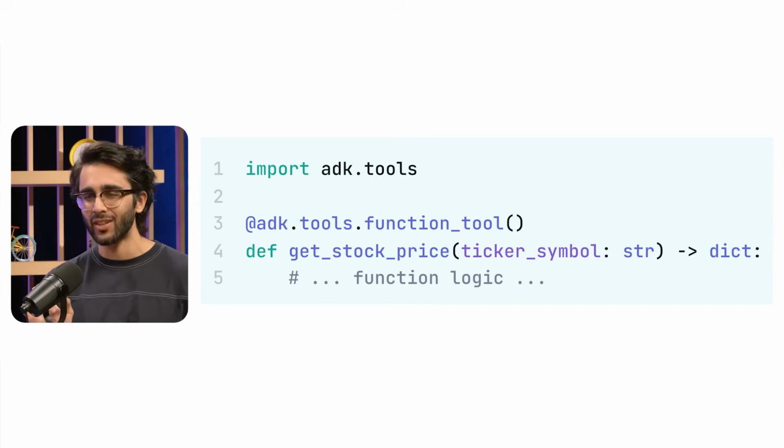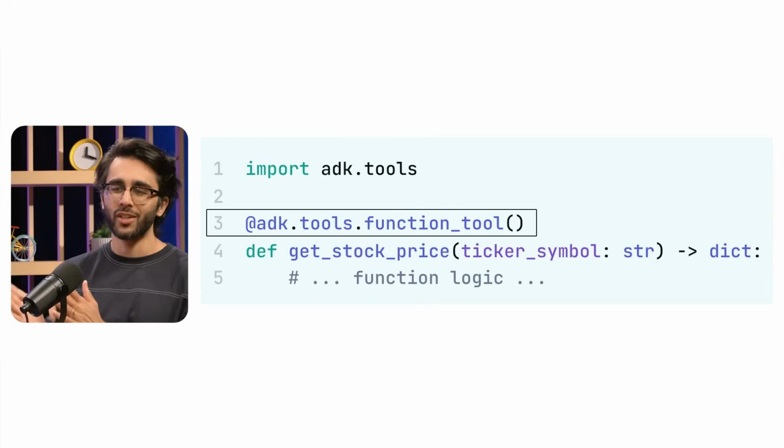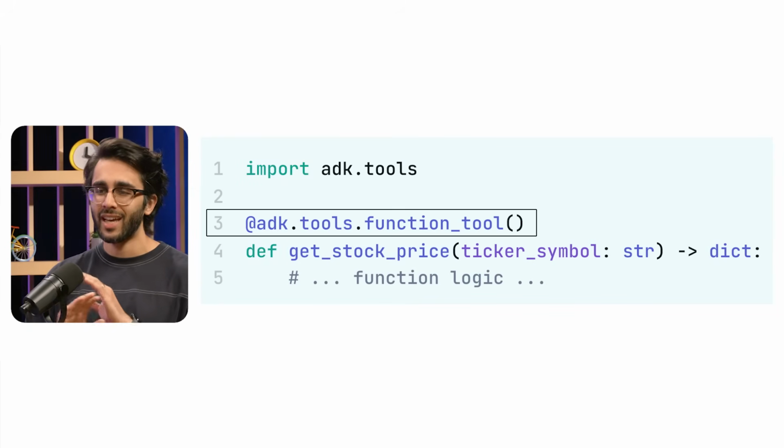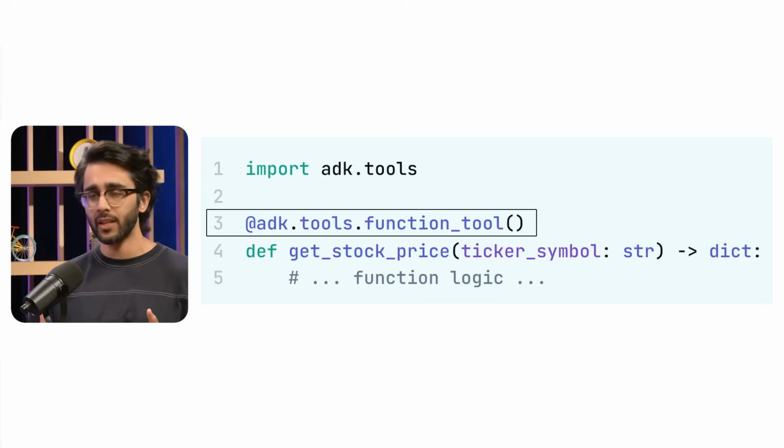Yeah, surprisingly, it's almost deceptively simple. The magic is this one little decorator. You just add adk.tools.function_tool on top of your function, and that's it. You've registered it as a tool that the agent can see and use.